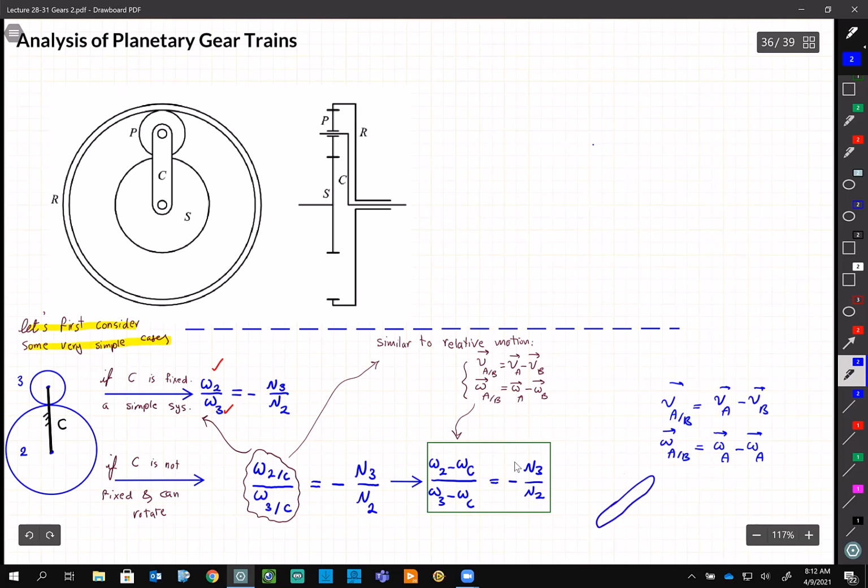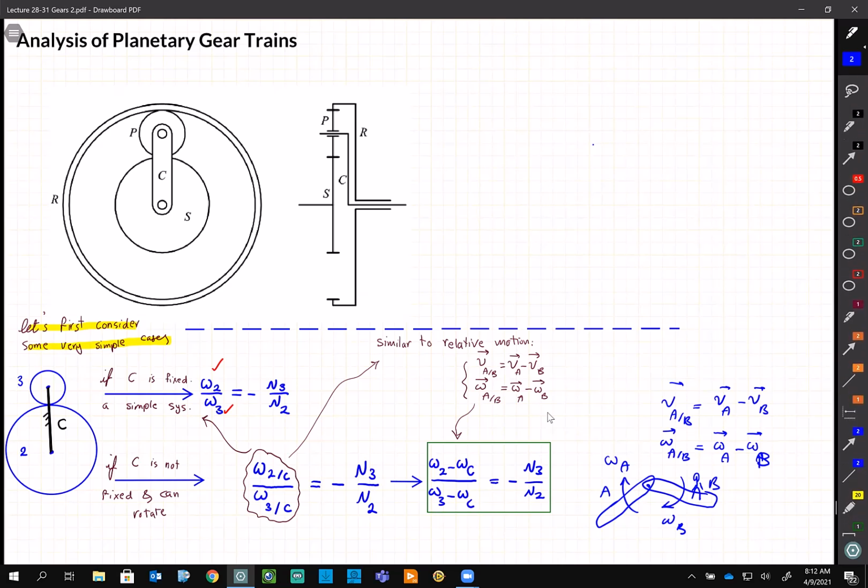Let's say I have one rigid body here, one rigid body here, this is A, this is B, and each of them is rotating, omega A, omega B. When I say omega A with respect to B, it means that I'm standing on top of B. So it means that B is not doing anything. I'm standing on it and I'm just looking at A. Okay, so that's the idea.